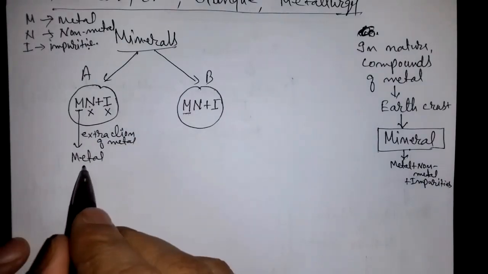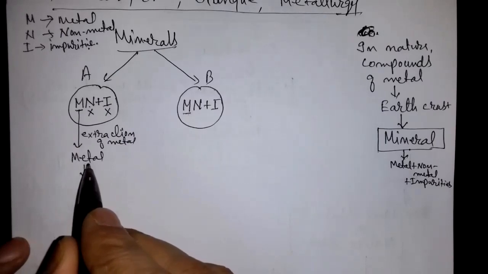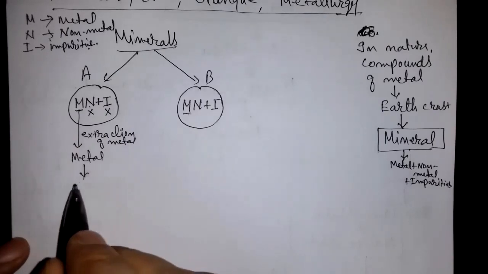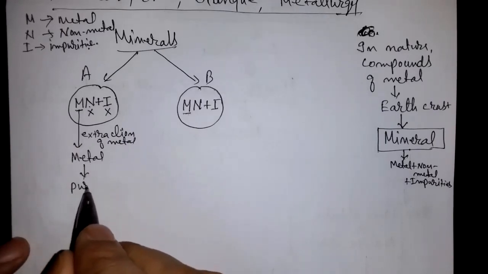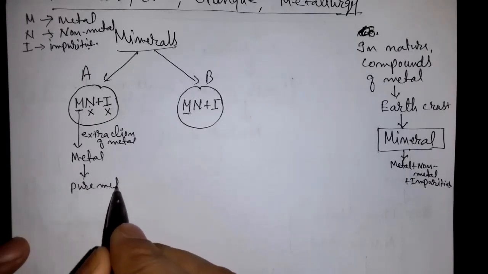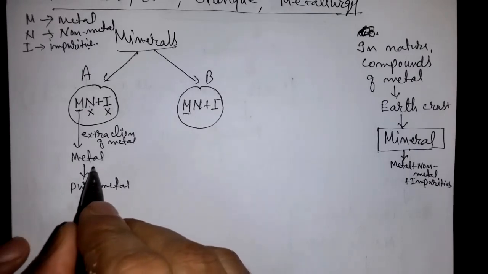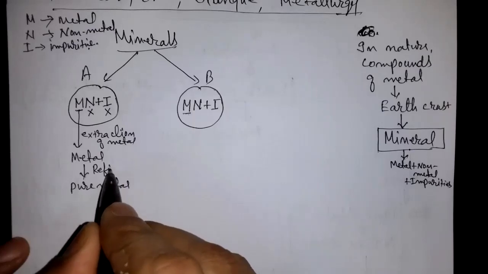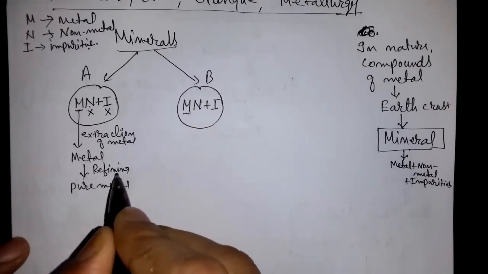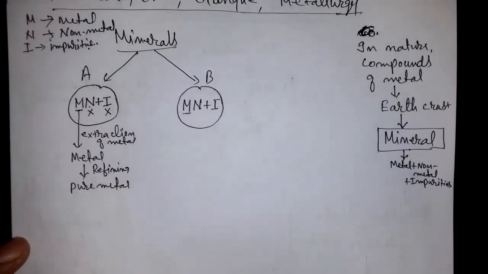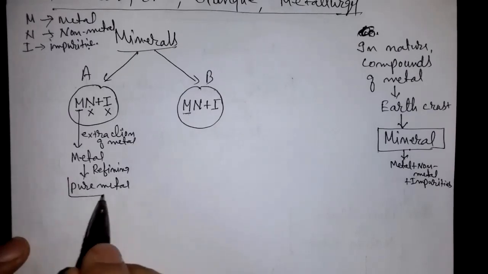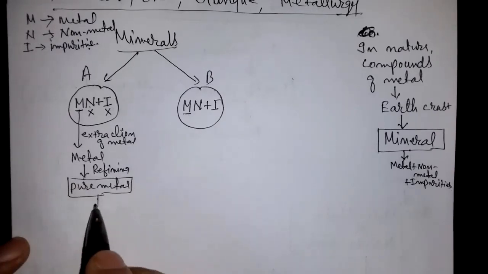Okay, after getting the metal, this metal may not be pure. Still, it may have some impurities. So we have to turn this metal into pure metal. This process we can say refining. So for this also some expenditure will be there. Then this pure metal, after getting, will be sold in the market.